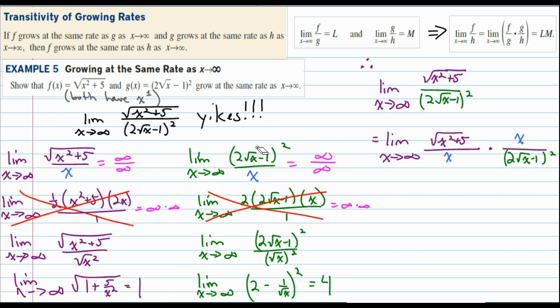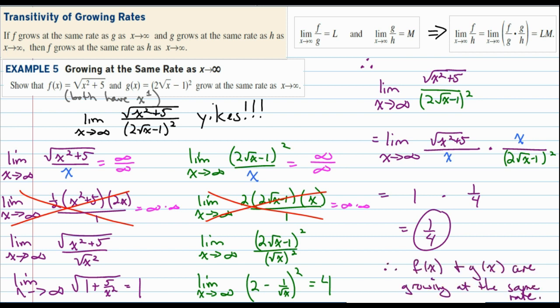So here's where I told you I would fix this problem. Basically, the limit as x approaches infinity we found is 1. The limit as x approaches infinity of this, I would have to take the reciprocal and use then 1/4. But it was easier to put the binomial in the numerator because then you could simplify. So now I get 1/4, which is a constant. Therefore, f of x and g of x are growing at the same rate.